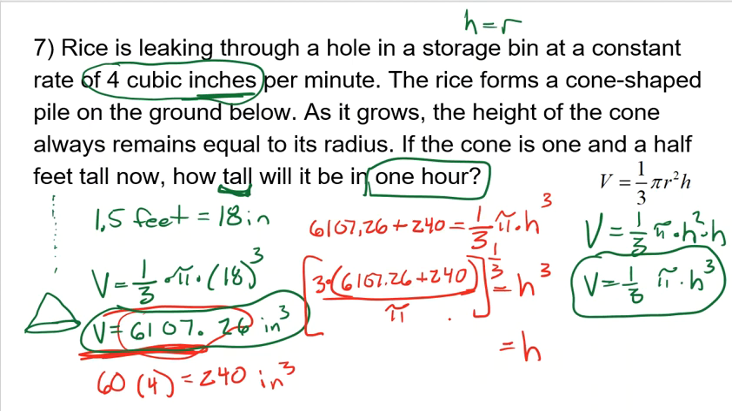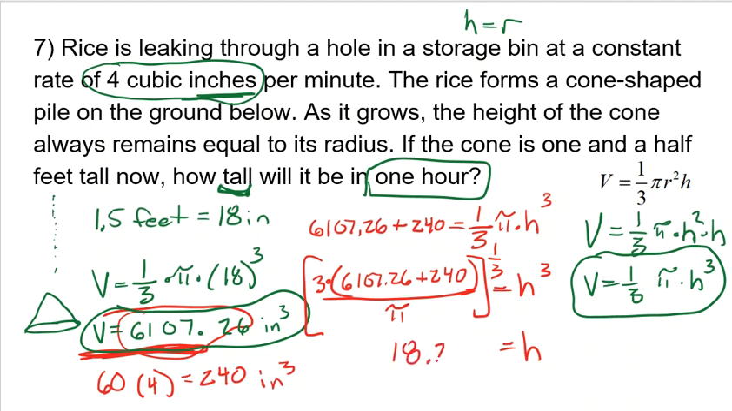6107.26. I'm going to add the 240. That's my new volume, 6,347.26. I'm going to times that by 3. Then I'm going to divide that by pi. And now I've got to take the cube root of that, or I could raise it to the 1/3 power. Taking that value and raising it to the 1/3 power gives me an h of 18.23. And that would be in inches. Remember, I did convert everything to inches.